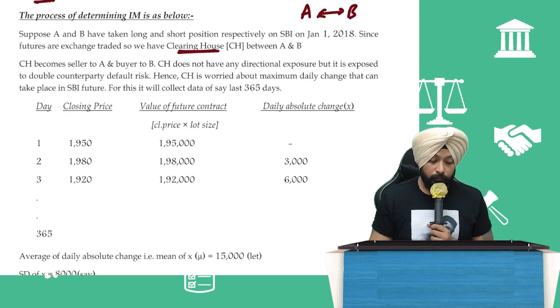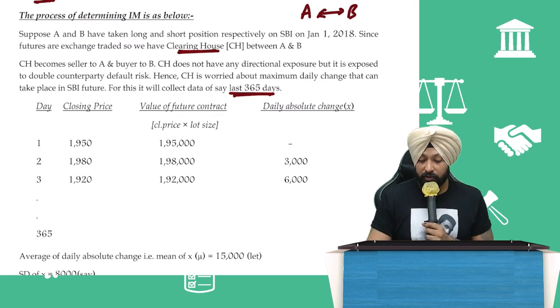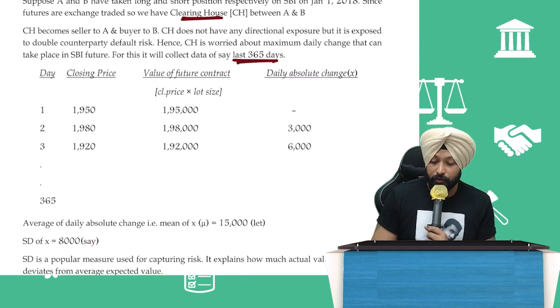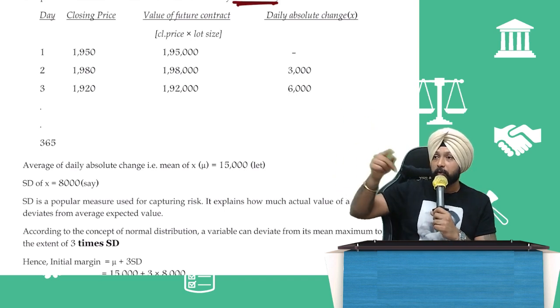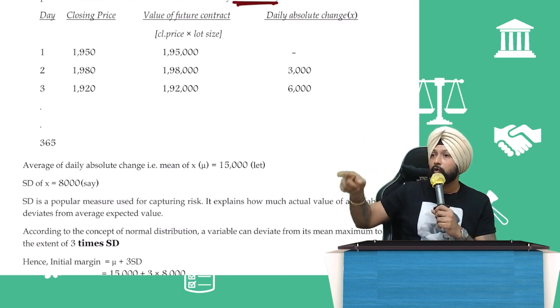Now, what the clearing house will do is, let's say it will take the data of the last 365 days to understand what kind of movement has happened in a stock. So they take the closing price. We are always interested in the closing prices, because your mark to market is done based on closing prices.